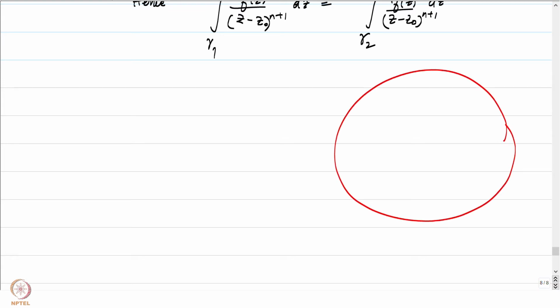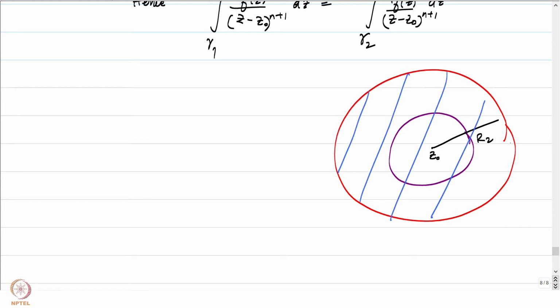So, this is the circle of radius R2 around z0, and we indeed have a circle of radius R1. What we will do is, let us define a function on the disk of radius R2. Let us define a function on this entire disk, which is being shaded by blue here. So, on D(z0, R2), let us define a new function.